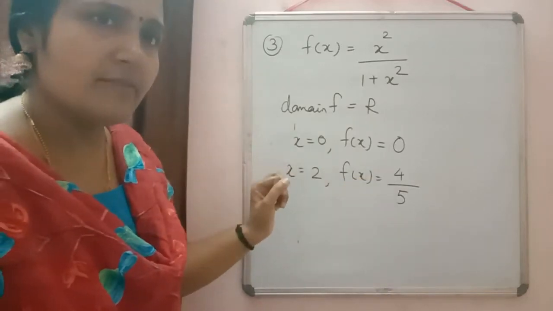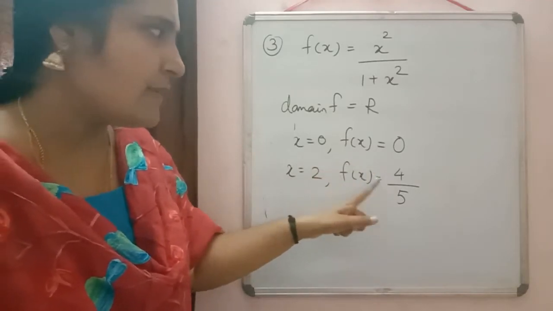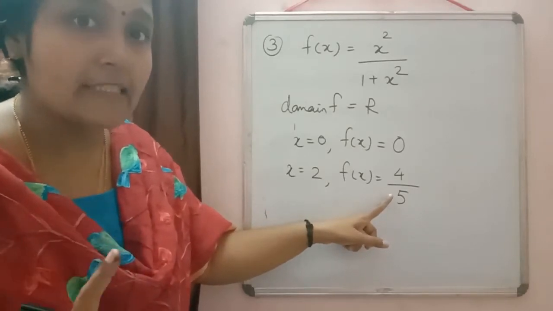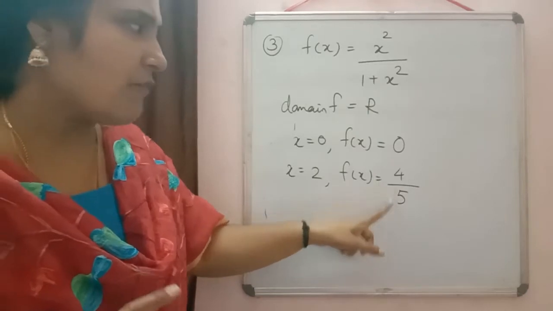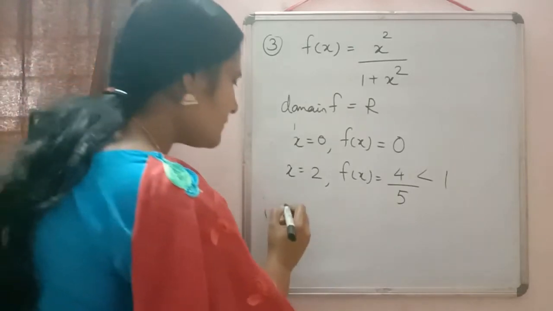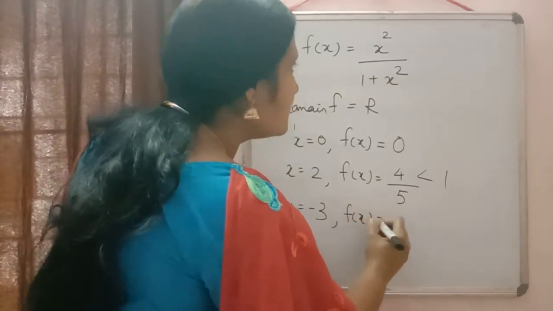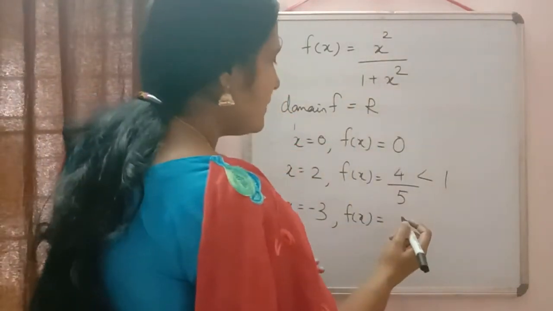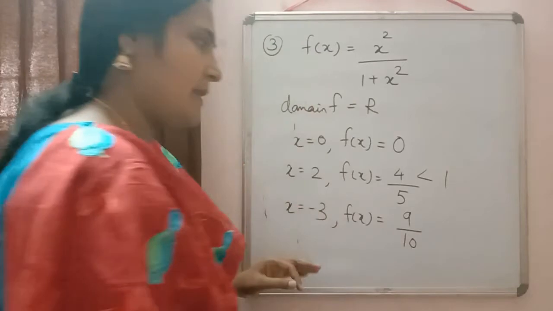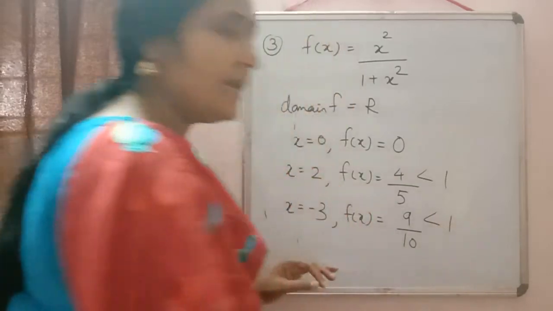Which type of fraction is this one? 4 by 5. Numerator is smaller than the denominator, so obviously it is a proper fraction. And a proper fraction always lies between 0 and 1, so obviously its value will be less than 1. Correct? Any other value. Suppose I am taking a negative number, minus 3. Then f of x is equal to x square, so that will come here 3 square, 9 by 1 plus 9, 9 by 10. So again we are getting a proper fraction. So proper fraction means its value will be less than 1.